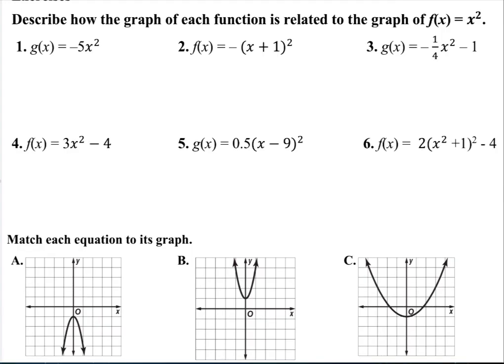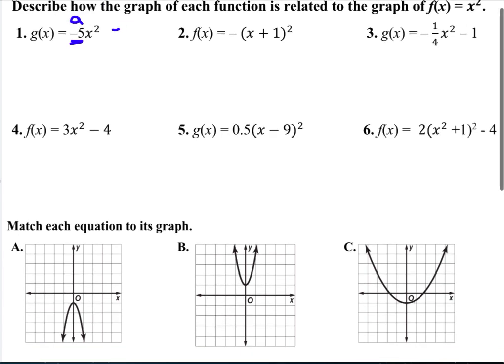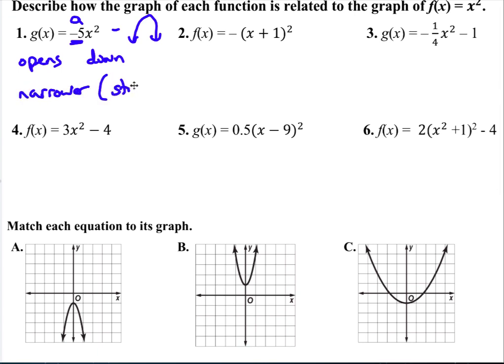So let's do just a couple of these together to see if we got the right idea. So here, it's in front of the x squared. That means it's my a value. It's a negative, so it's going to be upside down. Or you could write it as opens down, however you want to phrase it. And then the 5 means it's going to be narrower, or you could say stretched vertically. Okay.